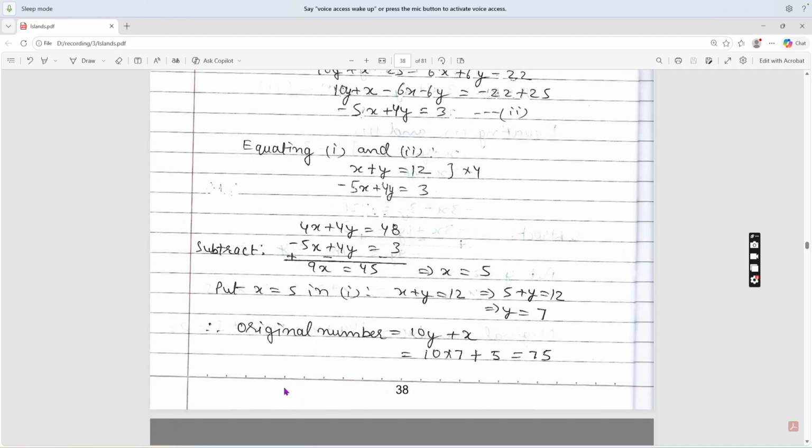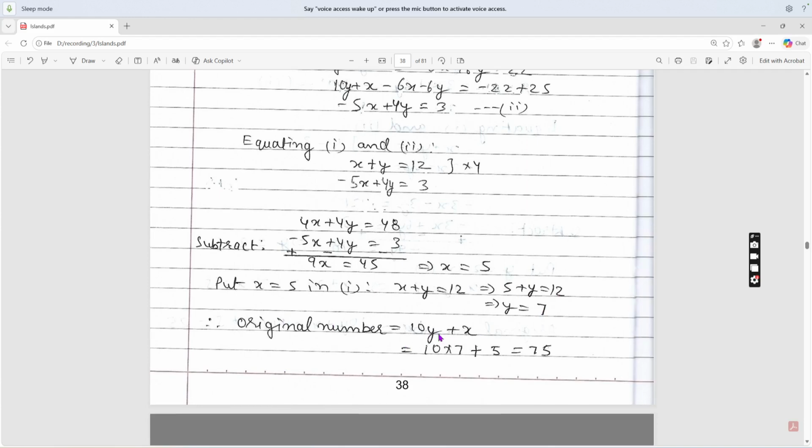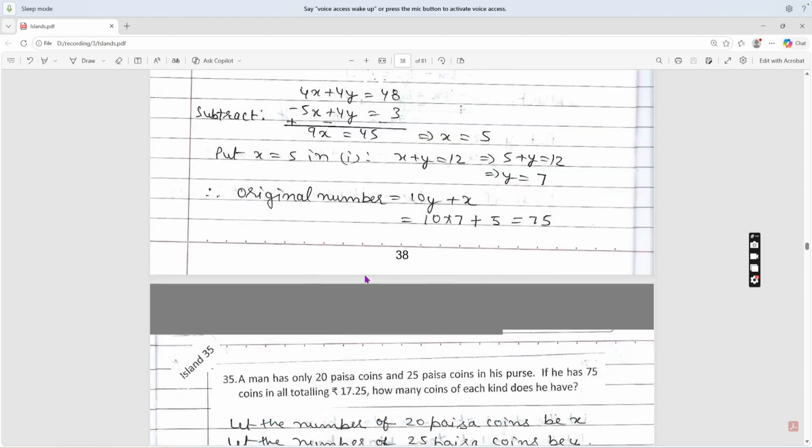Original number would be 10y plus x, and y is 7. So it would be 10 into 7, that is 70, and x is 5. It would be 75. Done.